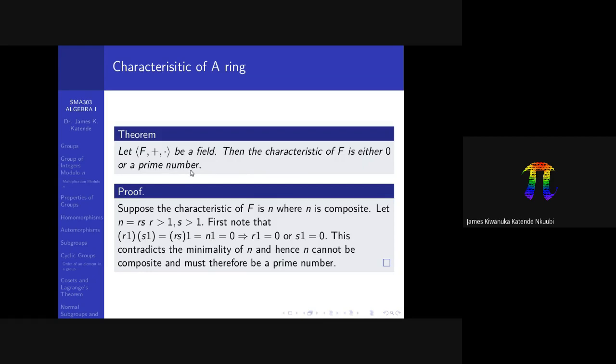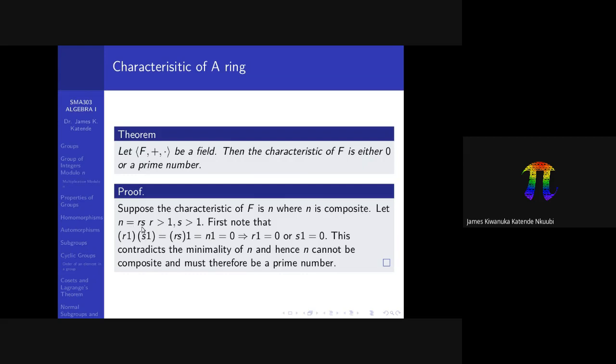So we just need to show that if we assume that it is not a prime number, it will lead us to a contradiction. And therefore, it must be a prime number. So we start with that assumption. For the sake of contradiction, we assume that n is composite. Composite means not prime.